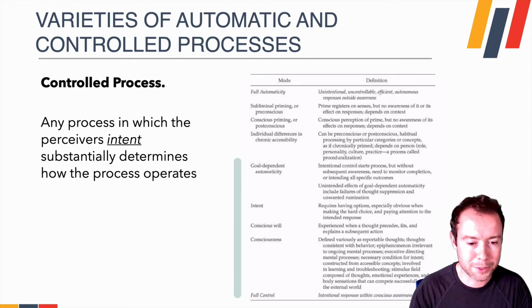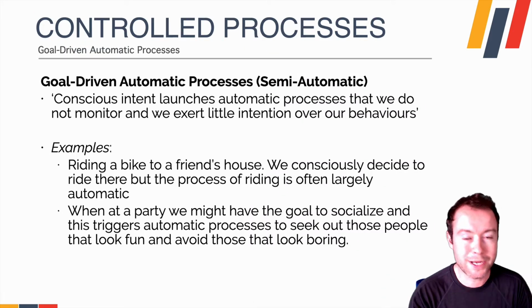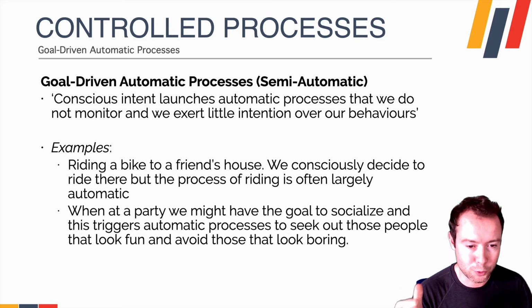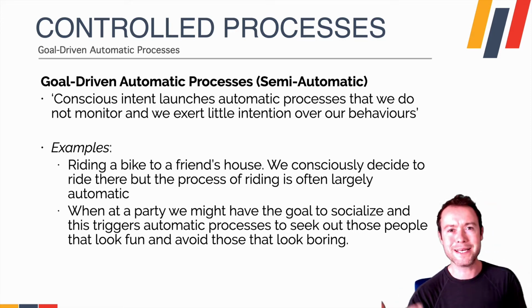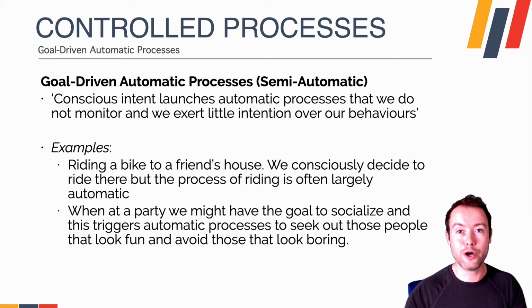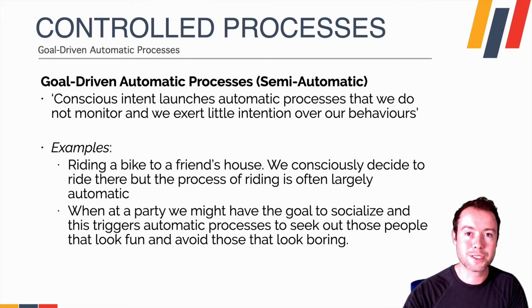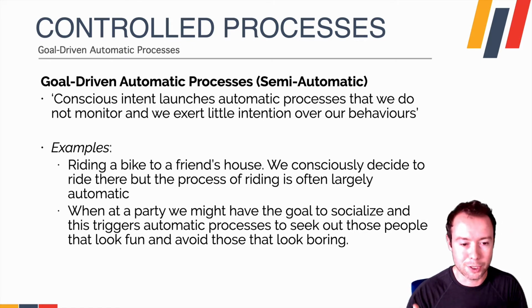So we're going to begin by looking at goal-dependent automaticity. Sometimes we have these goal-driven automatic processes, where we have an overarching ultimate goal that we want to achieve that leads us to engage in some sort of cognitive process, but the way that cognitive process unfolds is generally outside of our control. We're not continually monitoring how we're achieving that goal. It's occurring automatically without us exerting much attention or effort over our behavior.